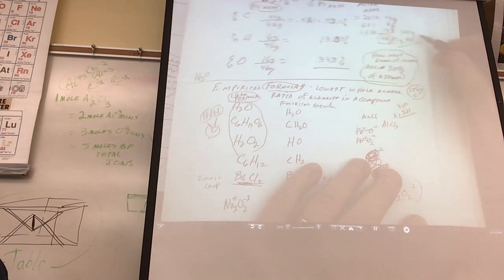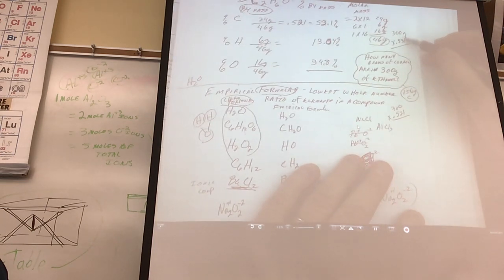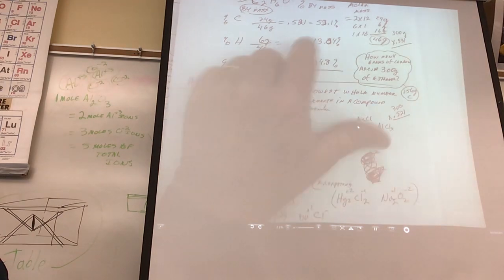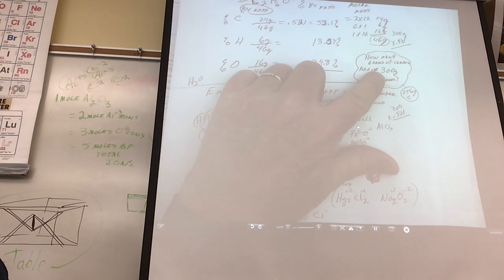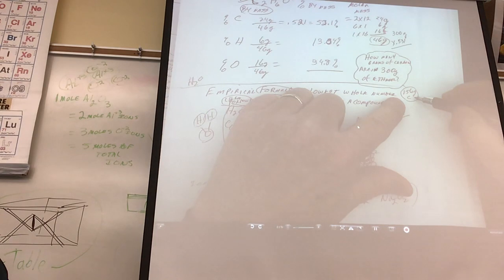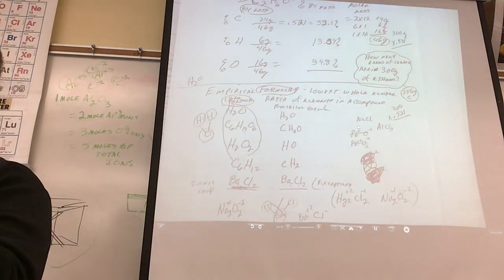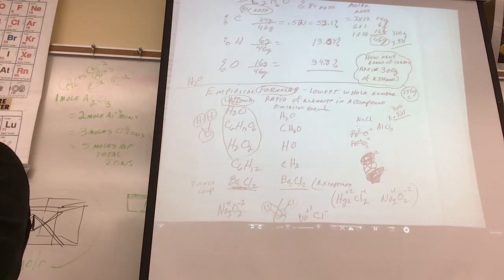0.531. Now, if you put that in your calculator, I already know what the estimate is. What's about half of this? 150, right? It's going to be a little more than 150, isn't it? So put that in the calculator. What do you get? Did everybody get 156? Okay.